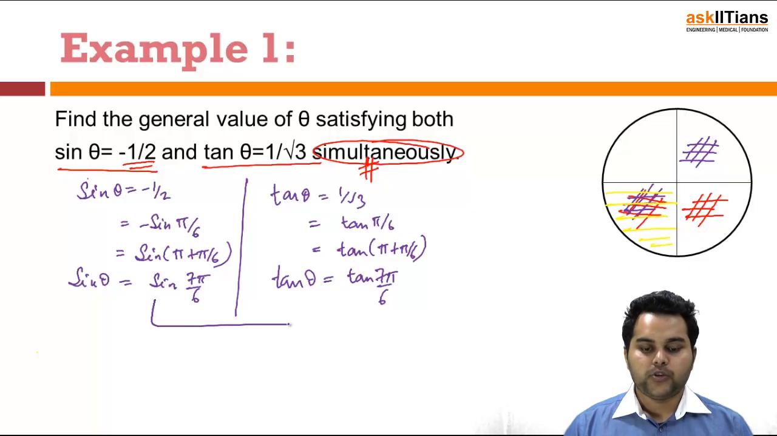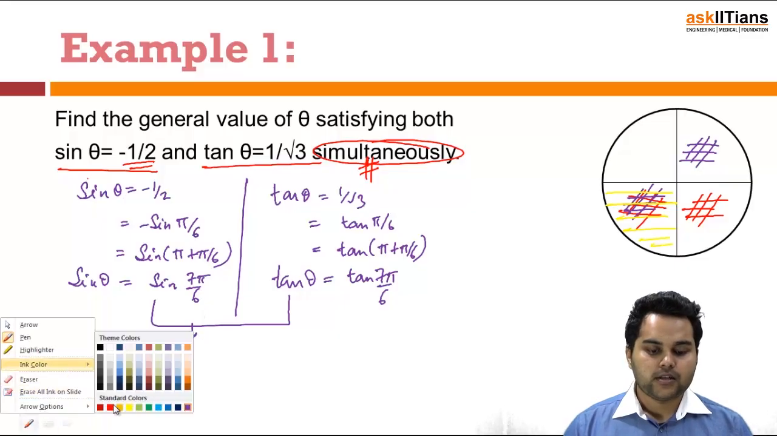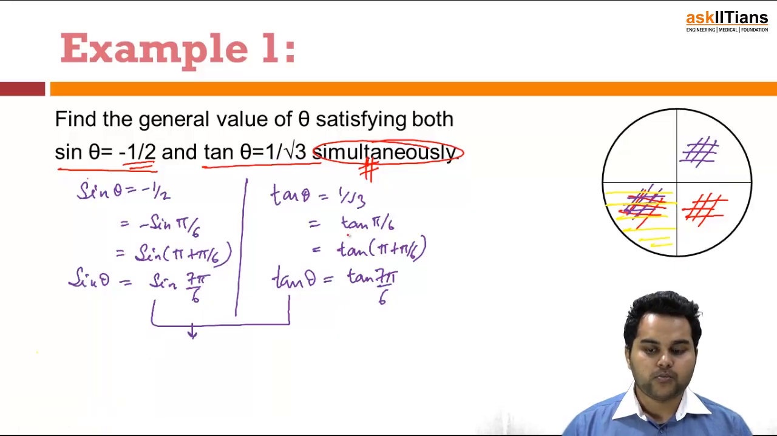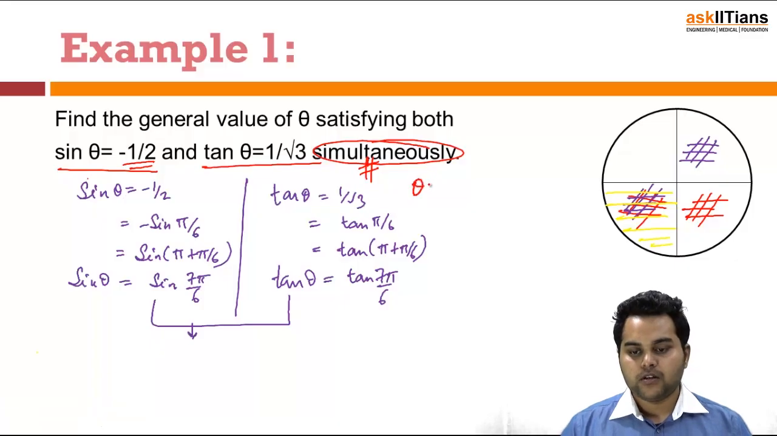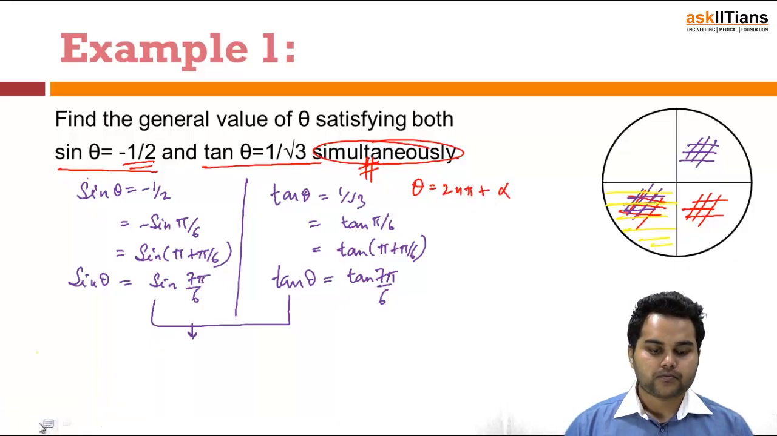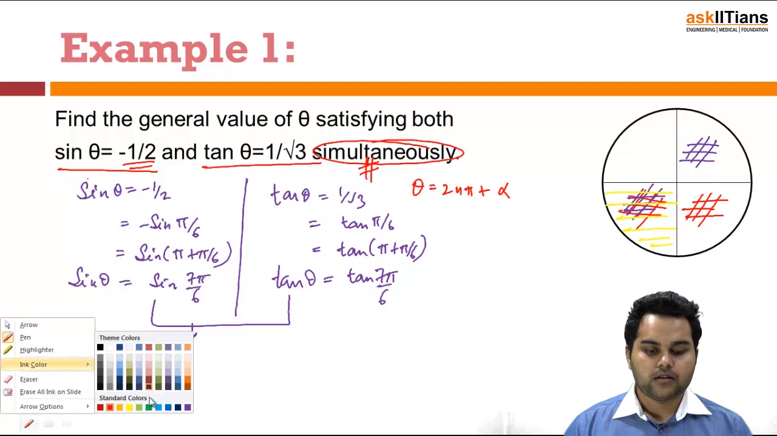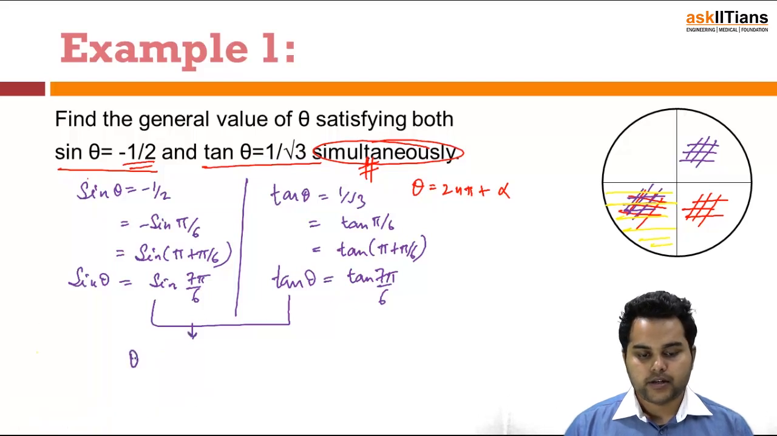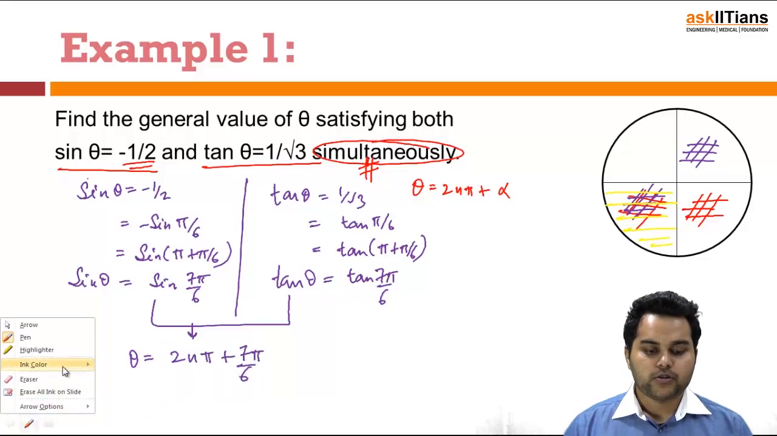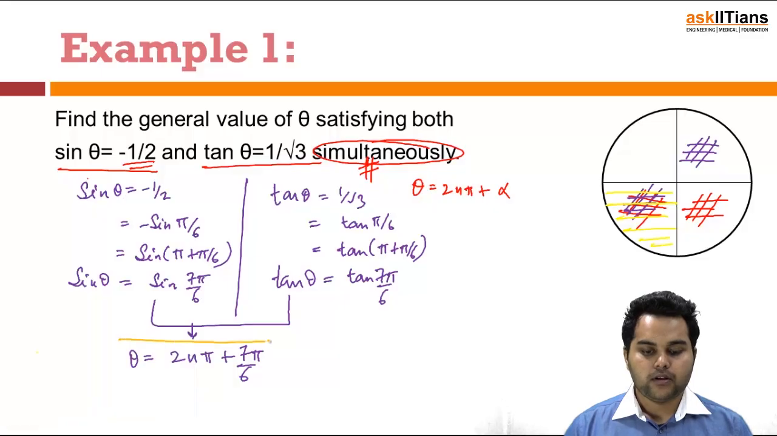Now the two equations are of the form sin theta is equal to sin alpha and tan theta is equal to tan alpha. So the solution to such equations, as we have just learned, when simultaneously solved is theta is equal to 2n pi plus alpha. Hence we get theta here is equal to 2n pi plus 7 pi by 6. That's the solution to this example.